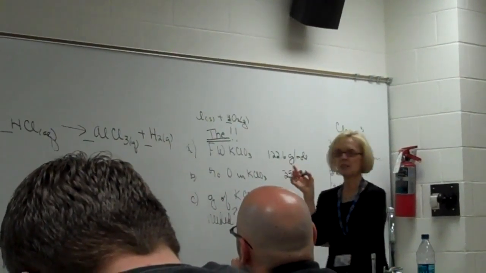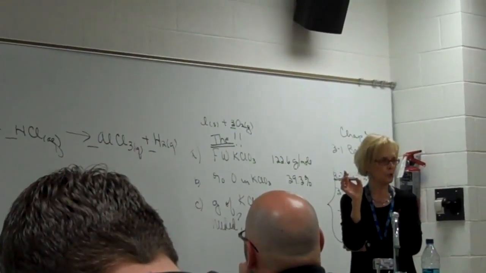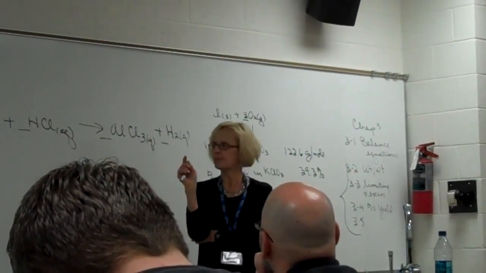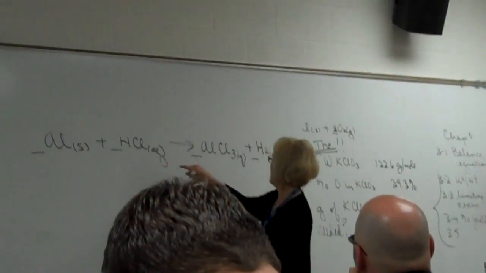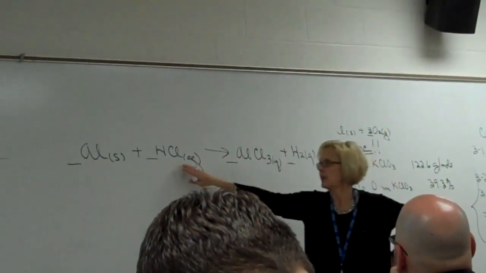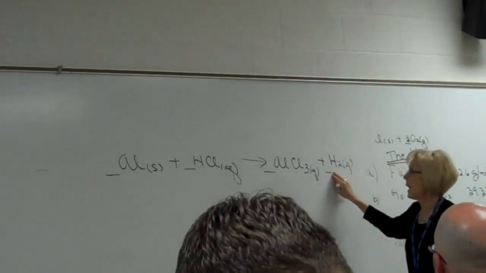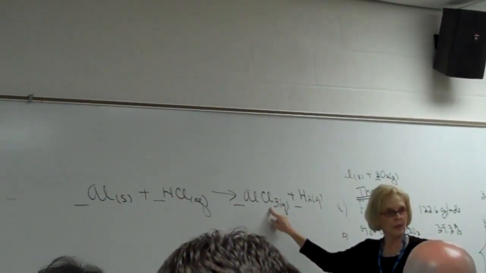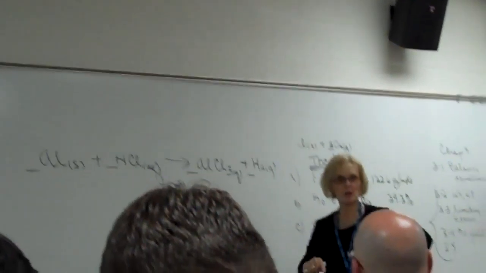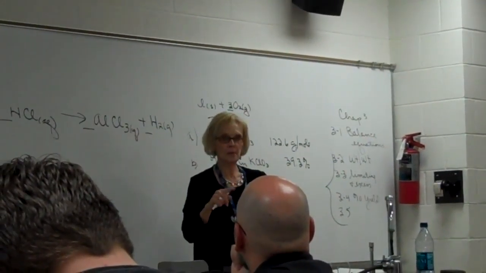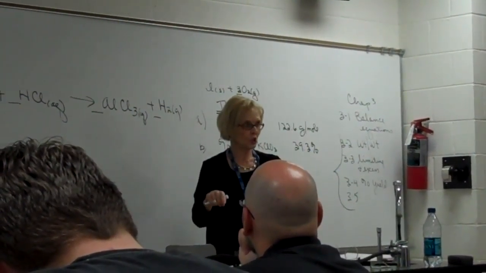Now I have a big dilemma here that we did not have in our first one. I look at it and I go, aluminum's no problem right now. But here's my dilemma. My chlorine is coming from here. My hydrogen is also coming from here. But I need 3 of those at least, and I need 2 of those. So 6 is the smallest number that they both will divide into.